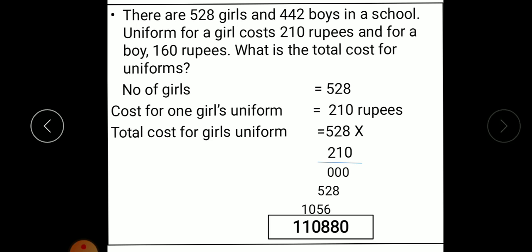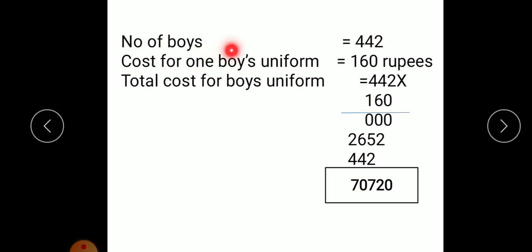Here you can see the number of boys is 442 and the cost for one boy's uniform is 160 rupees. Then what will be the cost for the uniform of 442 boys? Yes, just multiply these two numbers, 442 into 160. In the first step, multiply from 0, which is in the ones place. 0 into 2 is 0.